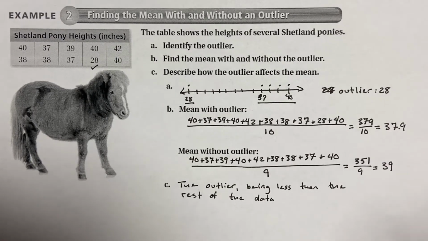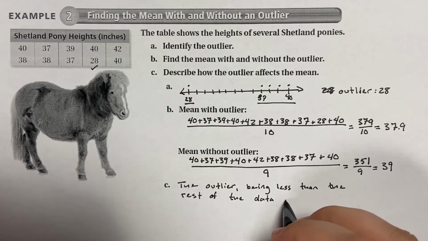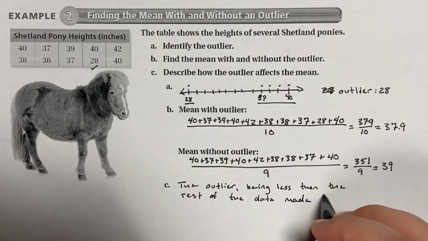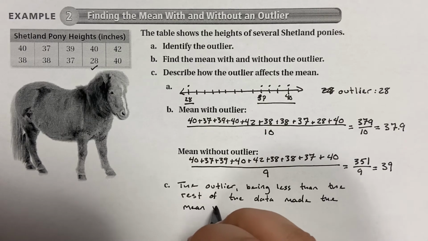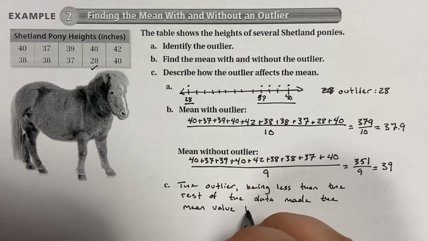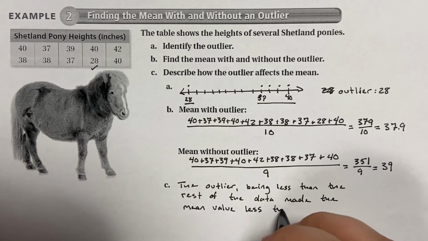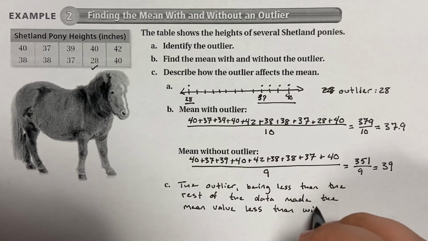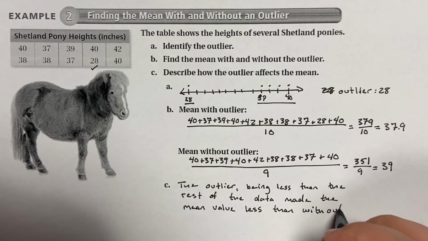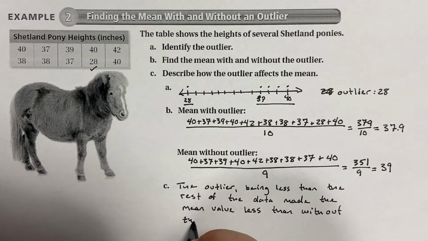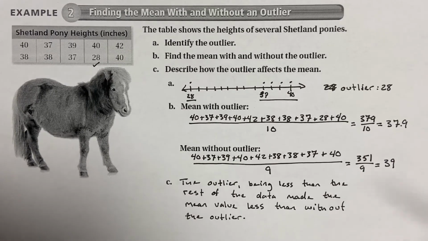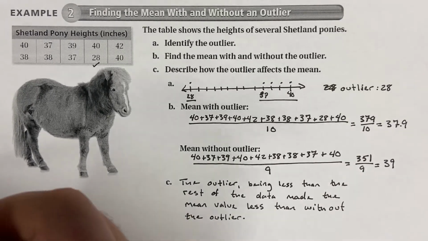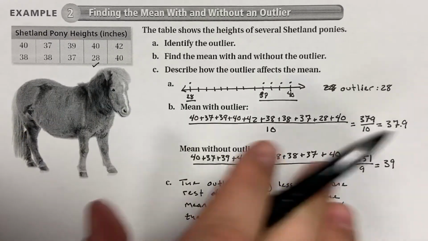However, how you would probably say it is made the mean value less than without the outlier. So negatively skewed means it pulled it to the left. Positively skewed means it pulled it to the right.